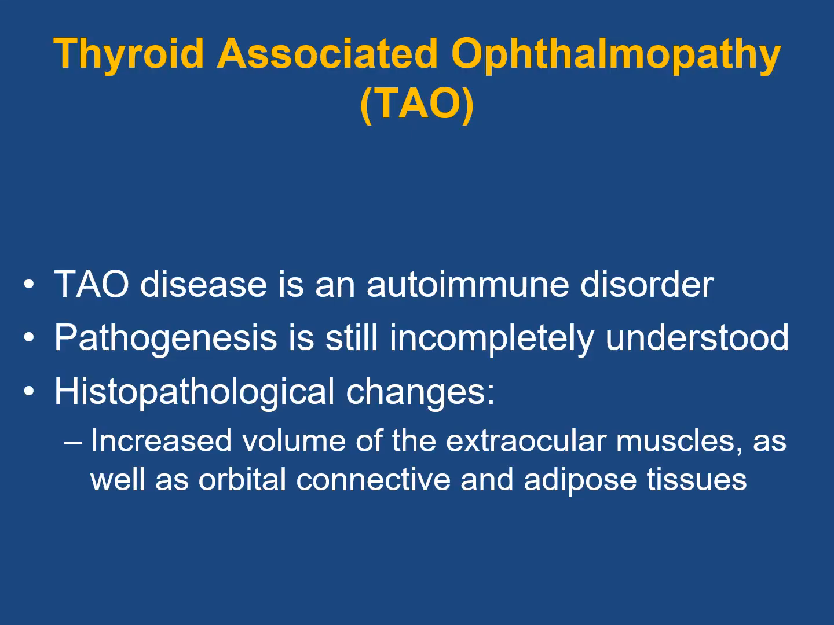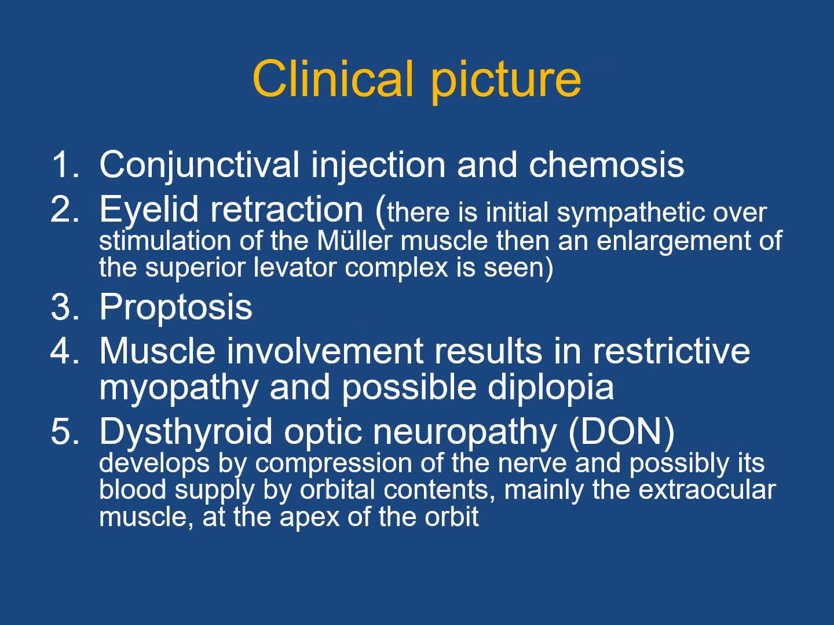It is well known that thyroid-associated orbitopathy is an autoimmune disease. We still don't know what initiates it, but we know it results in deposition of fat in the orbit and mucopolysaccharides in the muscle belly. The clinical picture of the acute phase is conjunctival injection and ecchymosis, eyelid retraction, proptosis.